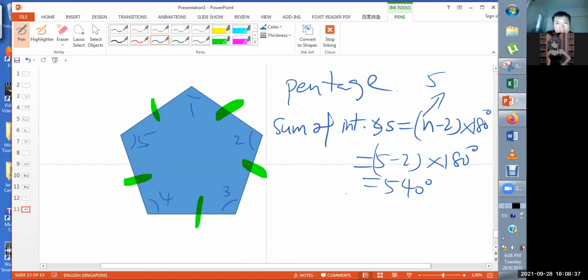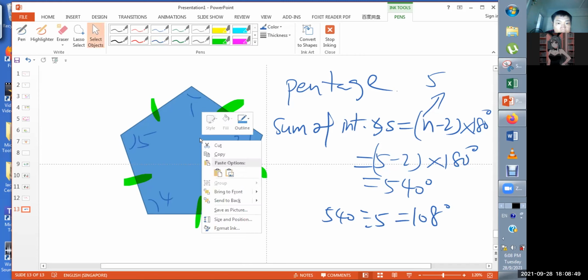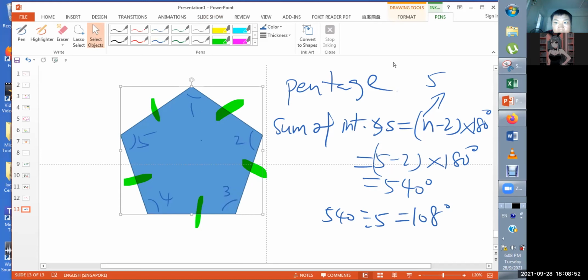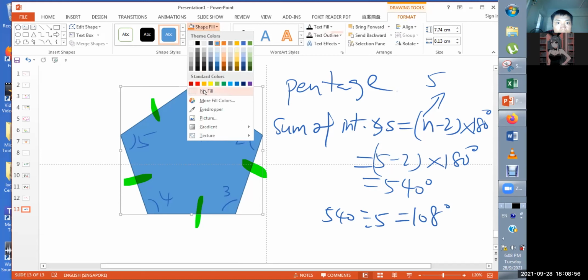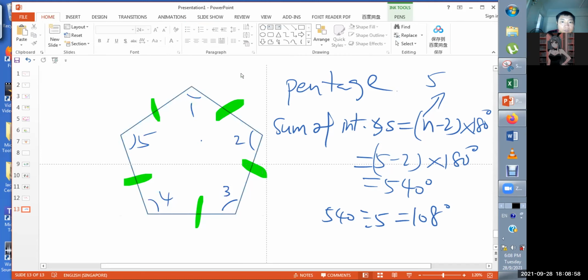So one of them is how much? 108. If you use your calculator. Okay. So each of them is 108. Hold on now. Let me just make it better. Okay, so one of them is 108.